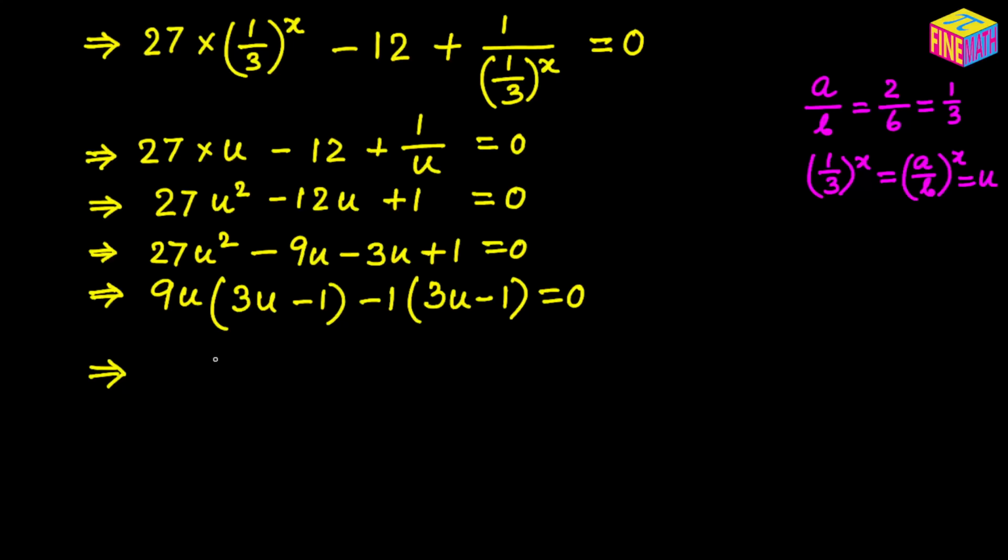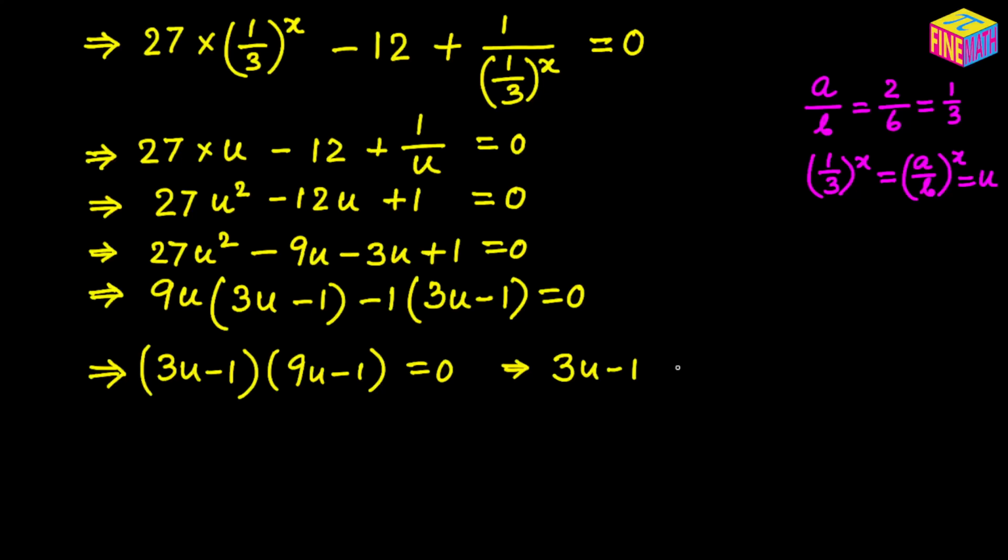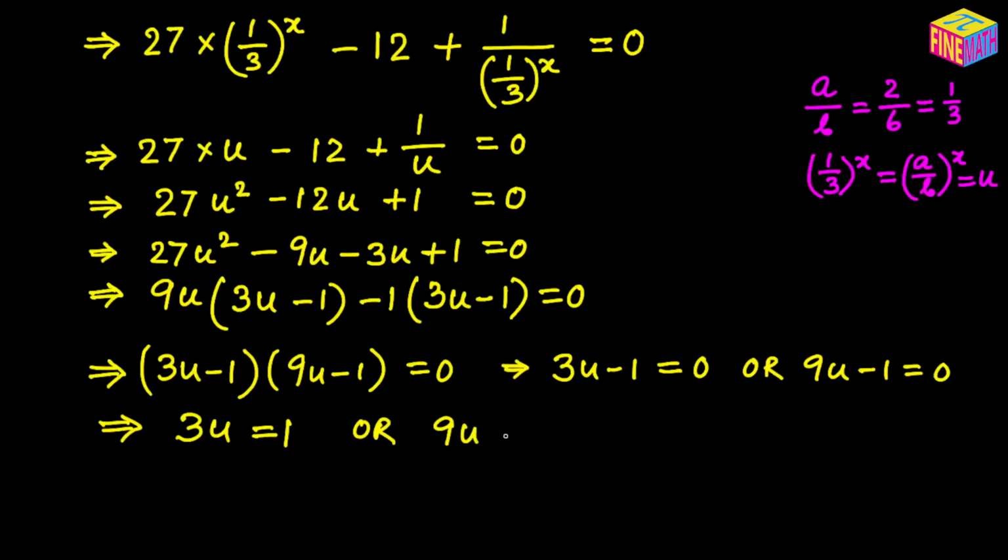And then from here we're going to say, okay, 3 times u minus 1, that is a common factor, and we are going to be left with 9 times u minus 1. All of that is equal to 0. So 3 times u minus 1 must be equal to 0, or 9 times u minus 1 must be equal to 0. Then we are going to get two solutions. 3 times u is equal to 1, or 9 times u is equal to 1. So u is equal to 1/3 or u is equal to 1/9. So we have two possible values of u.